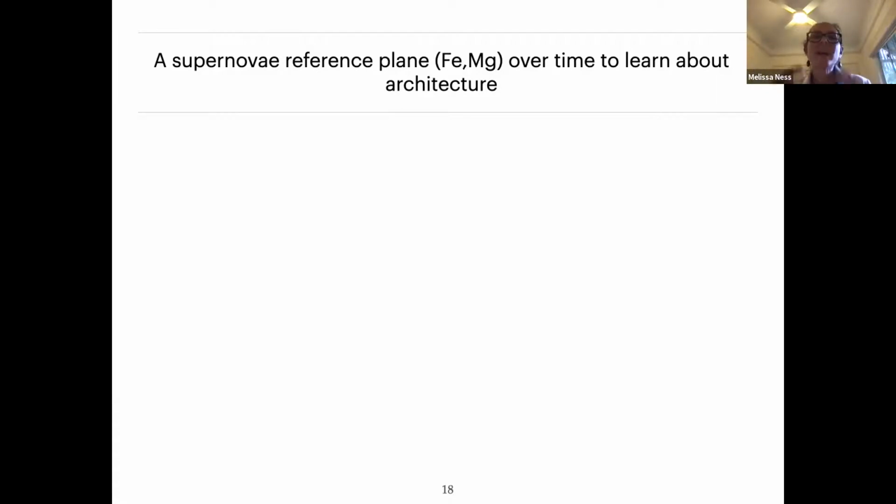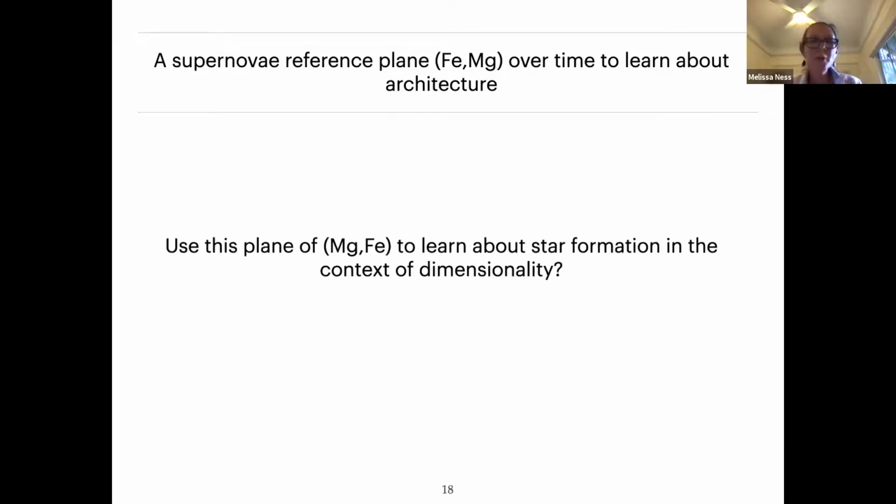So I'm raising more questions than I'm answering, and one of the reasons I'm doing this is because we have all of this GALAH data that we can also turn to this problem. So I've demonstrated that the supernovae reference plane over time is one potential avenue to learn about the architecture of the Milky Way and what has set this.